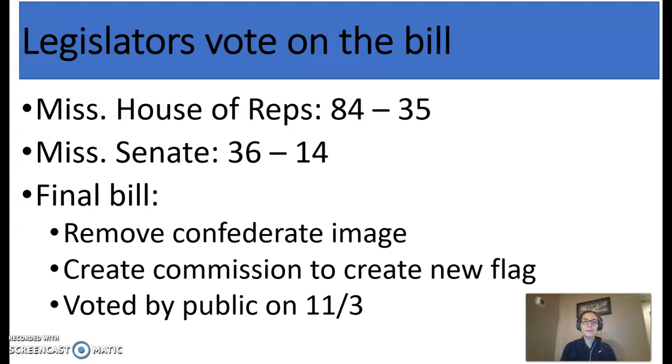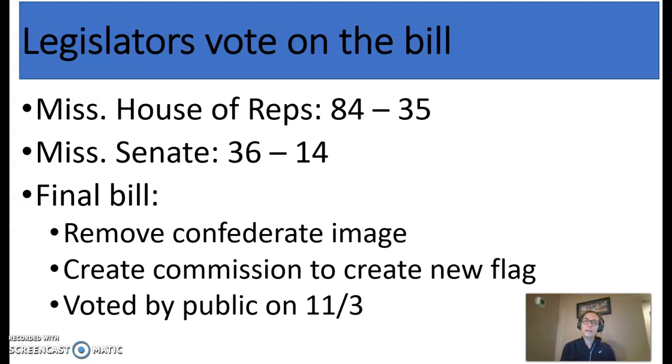The final bill said this: the Mississippi flag shall remove the Confederate image. But now what about a new flag? This bill itself didn't say what the new flag should be. It just said that the Mississippi legislature will create a commission, like a group of people, to then get together and decide what this new flag is going to look like.